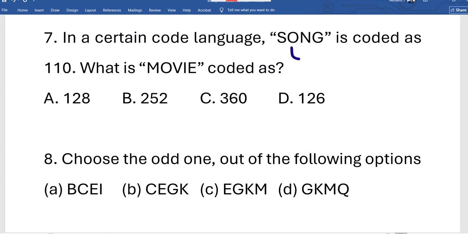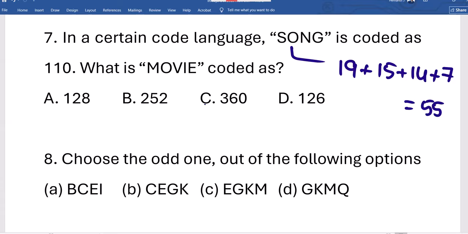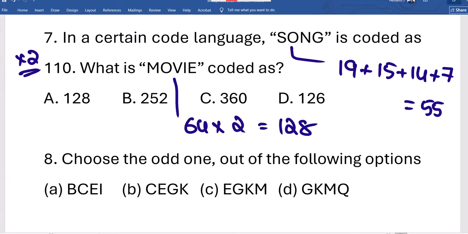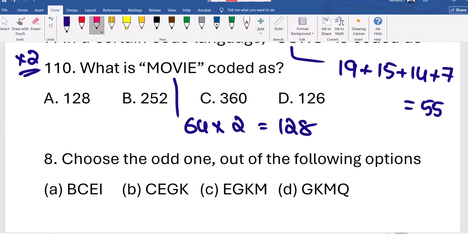If you go for song, 19, 15, 14, and 7, adding 55, they double. Logic is into 2. For movie also, if you just try to double, we can identify that 64 is what we will get. Double is 128. What about the 8th one?